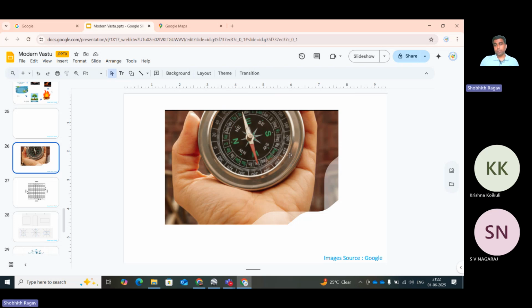Now, how do we fix this north in our plan or in our Vastu, whether it is an existing house or a new house which you're going to build? Before getting into this north, I will show on Google Earth how to map the degrees.